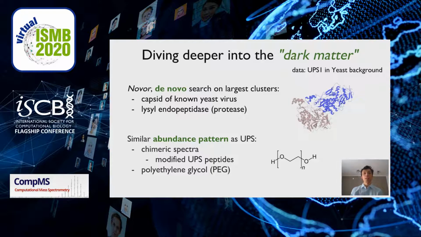And often these came from quite chimeric spectra, which shows that the open modification search maybe is not as sensitive to detect these peptides in chimeric spectra as the regular database search was. And interestingly, we also found a big group of polyethylene glycols, most likely a contaminant, used in the UPS spike-in, but not in the yeast background, or at least not to the same degree.